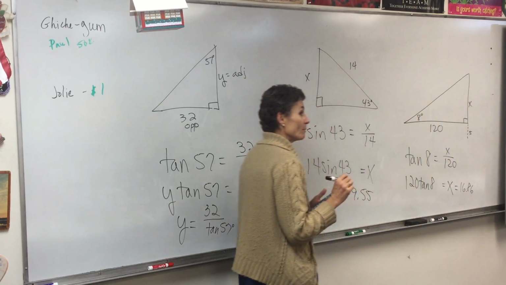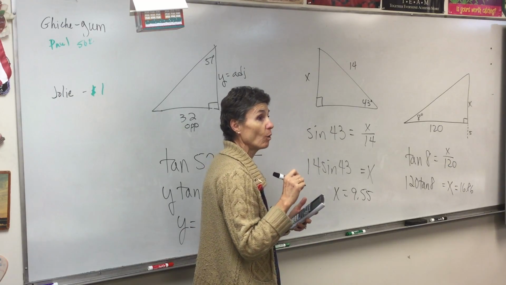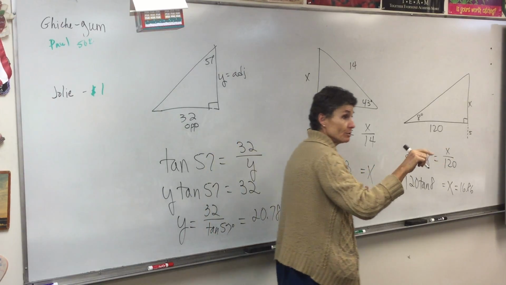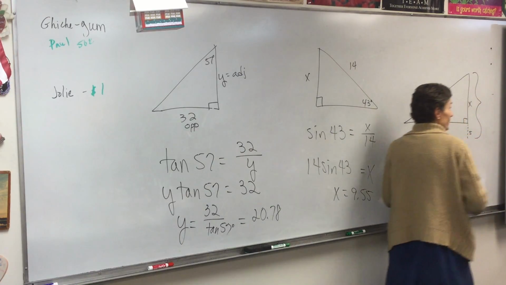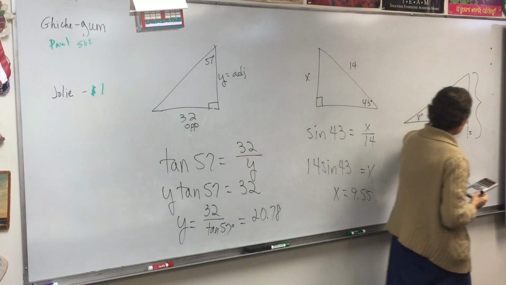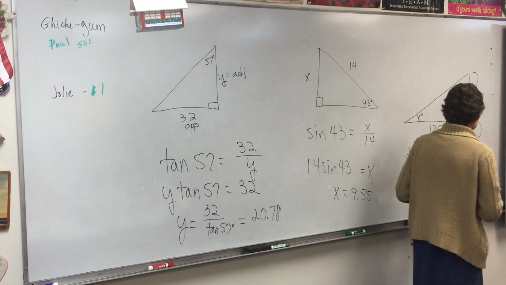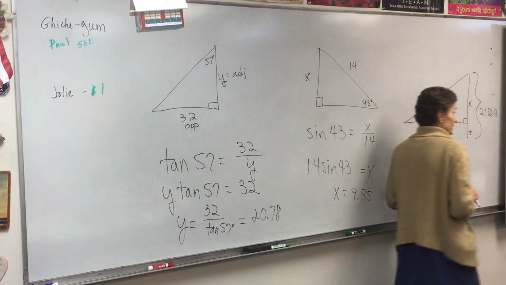Is that the answer to the problem? What do I need to do? I need the height of the whole tree, so I need to add 5. This is the whole tree, right? I have found this part of it to be 16.86, so the answer is 21.86 feet.